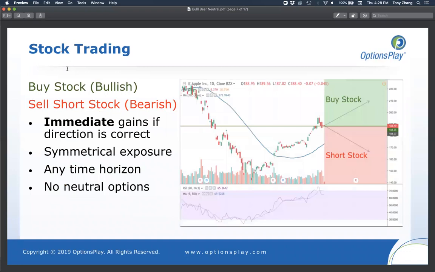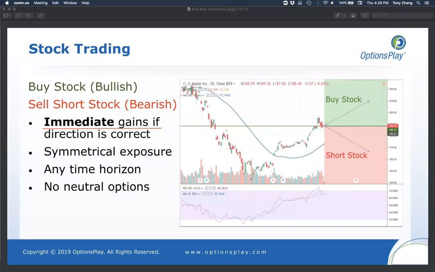So what I really want to talk about is first covering what a stock trade looks like, because once we have that set up, we can then compare that to buying a call option or buying a put option. When we talk about buying a stock or short selling a stock, we're really talking about a strategy that's really simple, that gives us what we consider symmetrical exposure and immediate gains if we're correct in the direction.